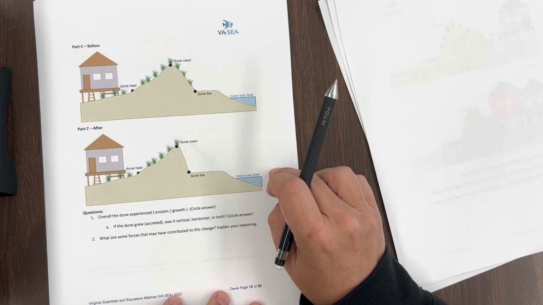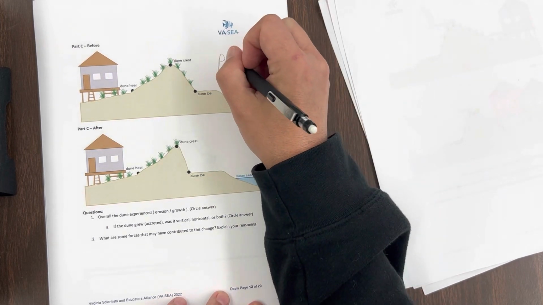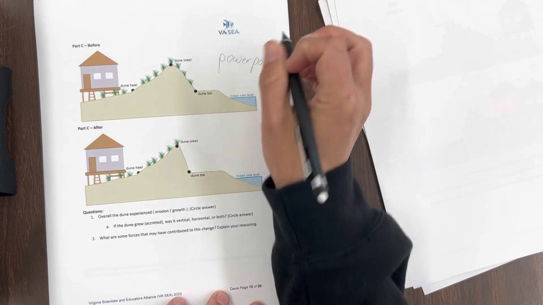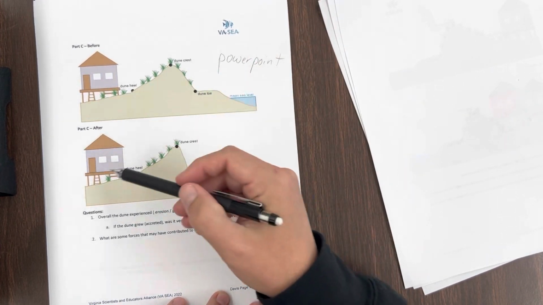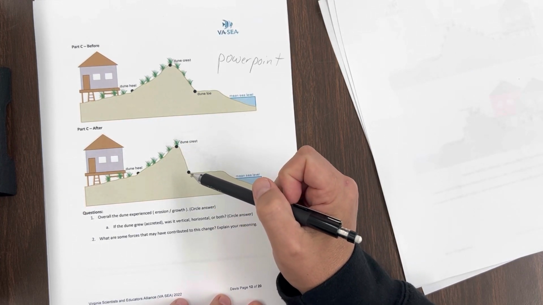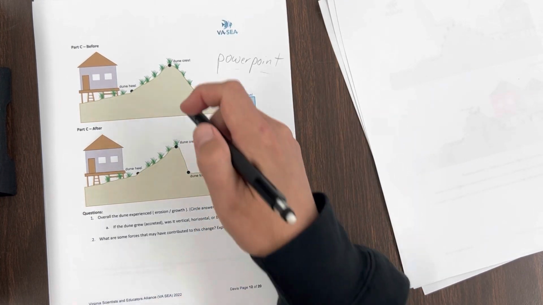Part C, this scenario is in the PowerPoint. You can look there for some help. But again, comparing the dunes, it doesn't look like there's anything different other than the dunes changed. So see what it is that maybe could have affected that.